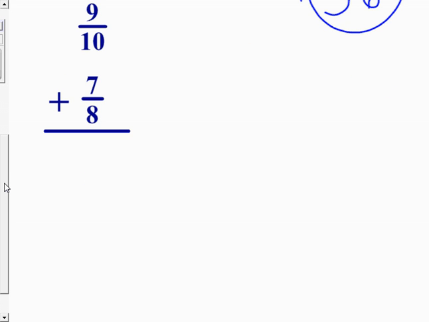9/10 plus 7/8. Again, we look at our denominators, they are not the same, so I need a number that 10 and 8 both go into. I usually look and say, well, my bigger denominator is 10, let me think about multiples of 10. 1 times 10 is 10, well, 8 doesn't go into that. 2 times 10 is 20, but 8 doesn't go into that. 3 times 10 is 30, 8 won't go into that. 4 times 10 is 40, 8 will go into that. So 40 is a common denominator.